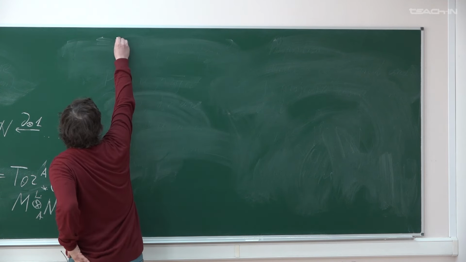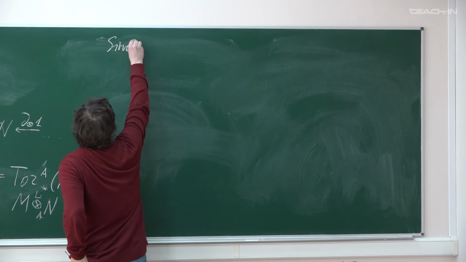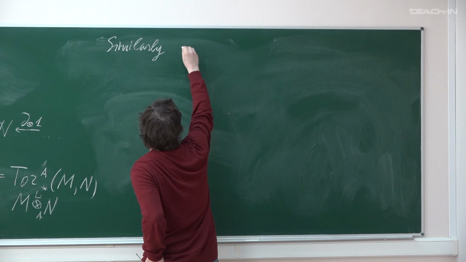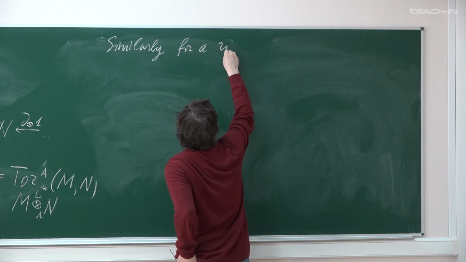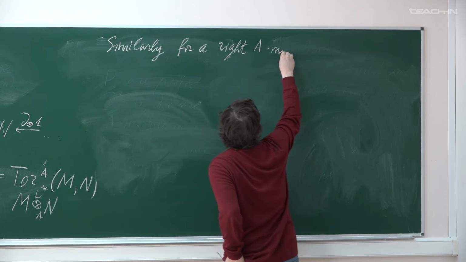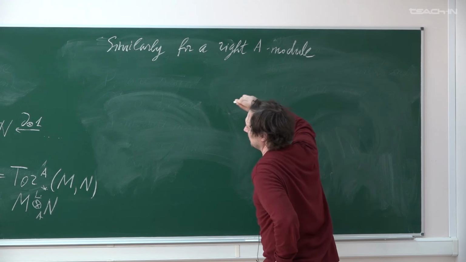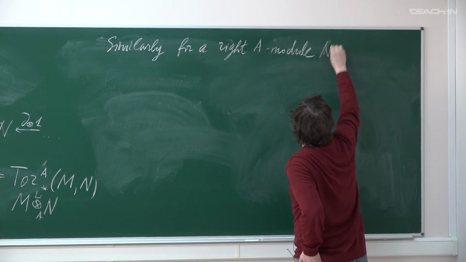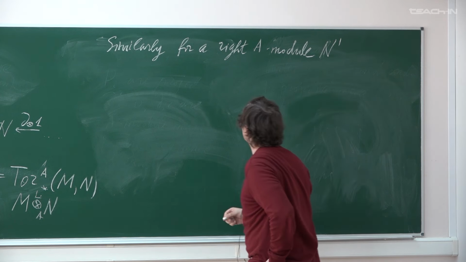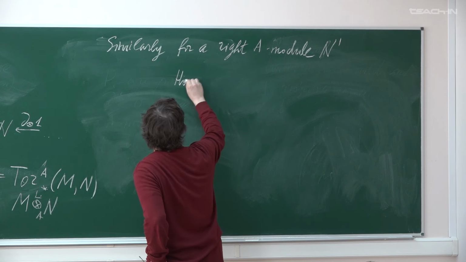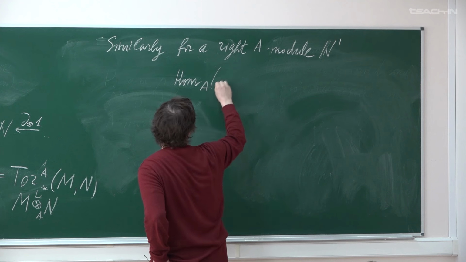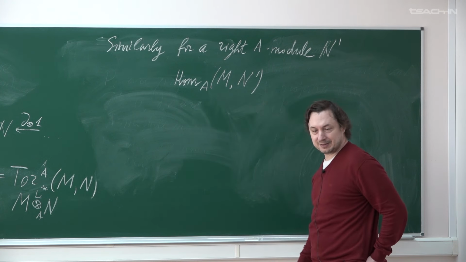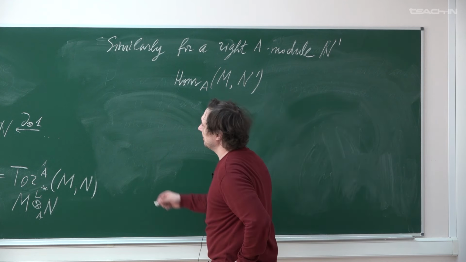Well, similarly, if you take, instead of the functor of tensor product, a right module, what are the new letters I can use? Let it be M and A, N, N prime. We can consider the spaces of A-linear homomorphisms from M into N prime, and this functor is not exact again, so it does not preserve the exact sequence.